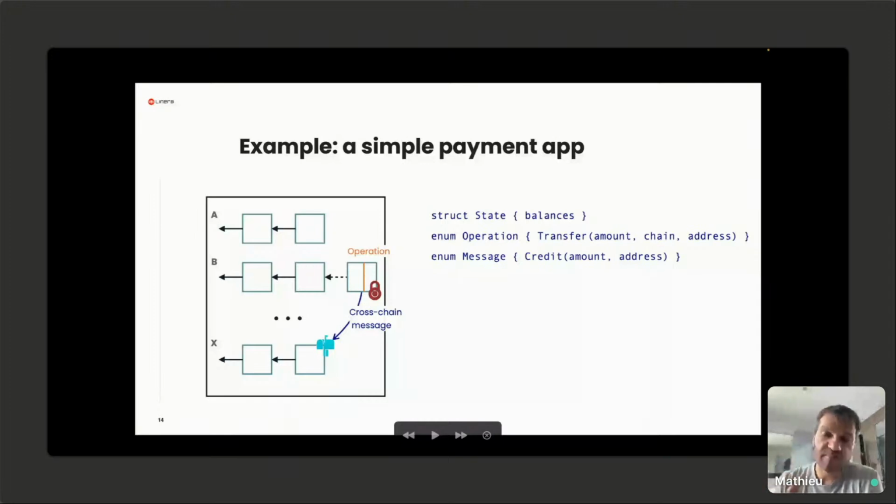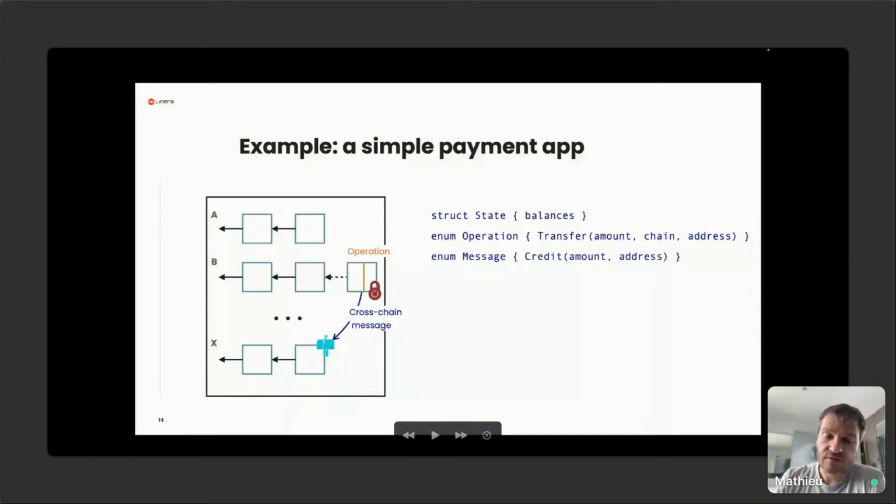you would execute a transfer operation that says, okay, I want to take out some amount from this chain and this address and send it to another chain and another address. And actually, there are a few parameters that are missing in this example. That operation is going to send a credit message to chain X. When you execute the operation, it's going to burn the assets in the sender chain B, and send a message to the receiver chain X in this case.